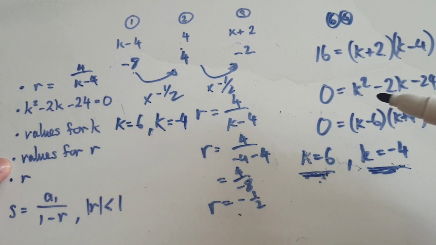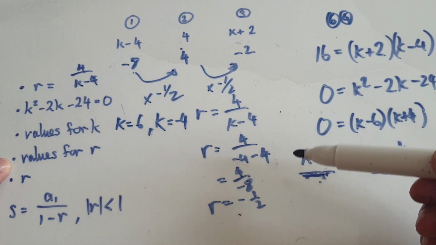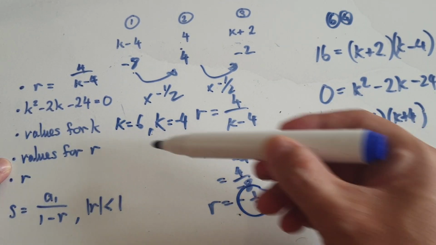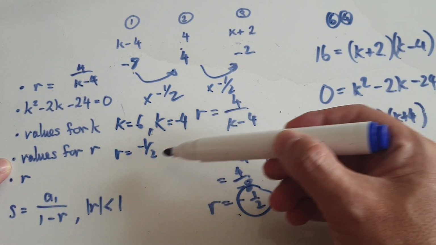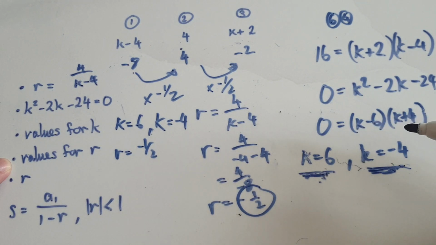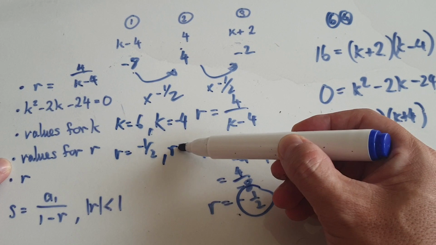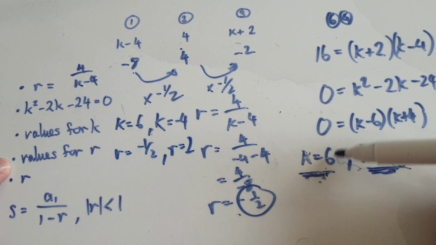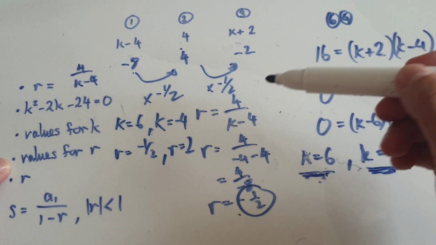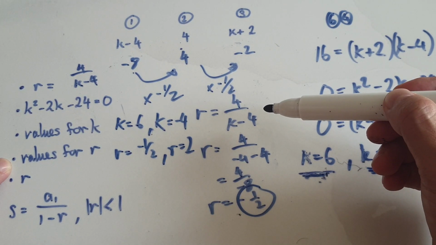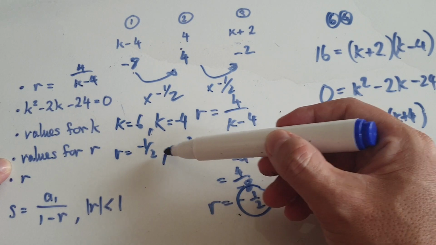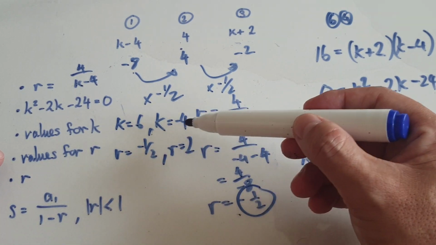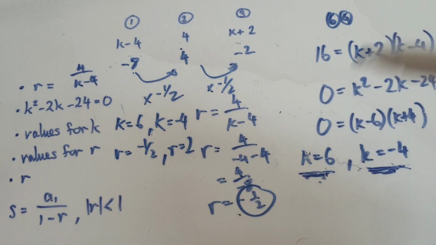Possible values of r, well, we just looked at it earlier. Negative a half is a possible value of r. And what was the other one? The other one was 2, I think. r could be 2 because you would use 6 and put it into here. Well, whatever it was, possible values of r, and I will continue in the next video.